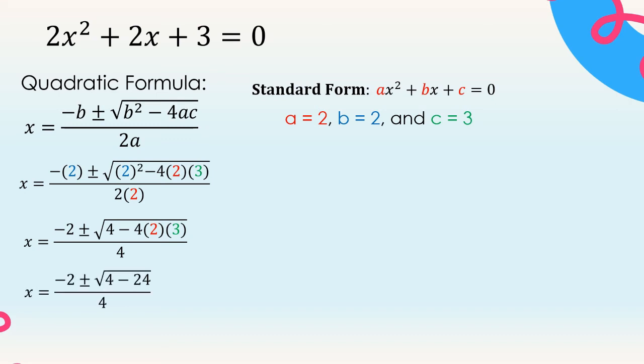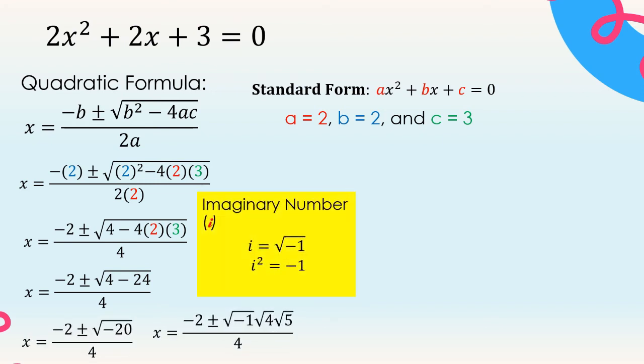Then simplify the terms inside the radical symbol. Now we have x is equal to negative 2, positive and negative, the square root of 4 minus 24. So negative 24 is the product of negative 4 times 2 times 3. And then the denominator is equal to 4. Notice that the radicand is a negative integer. So we're going to use the concept of imaginary numbers so that we can use the square root of negative 1, which can be substituted as i.